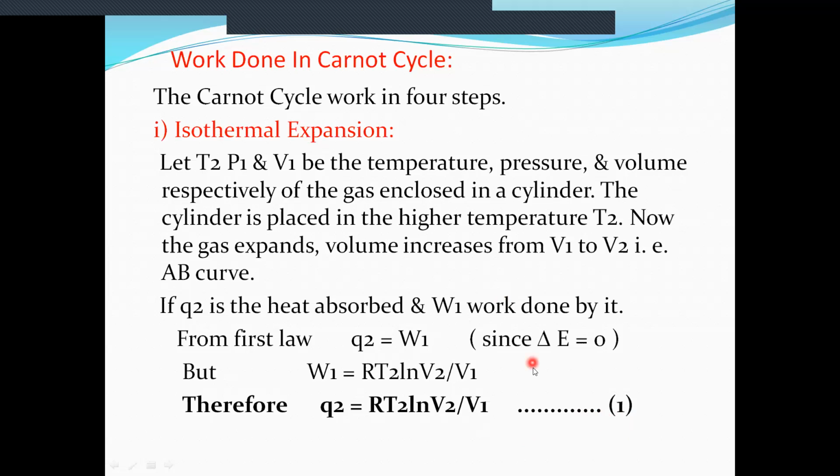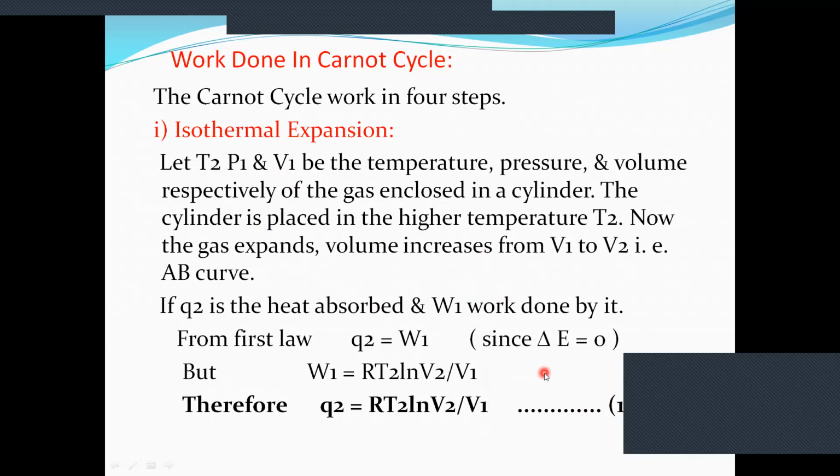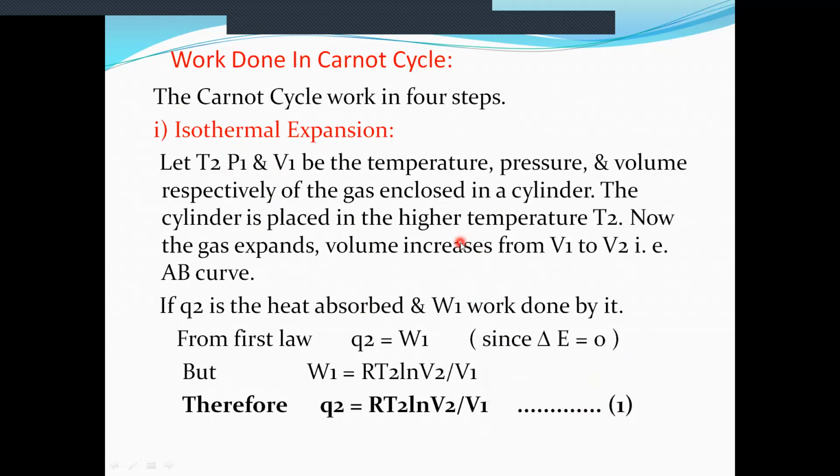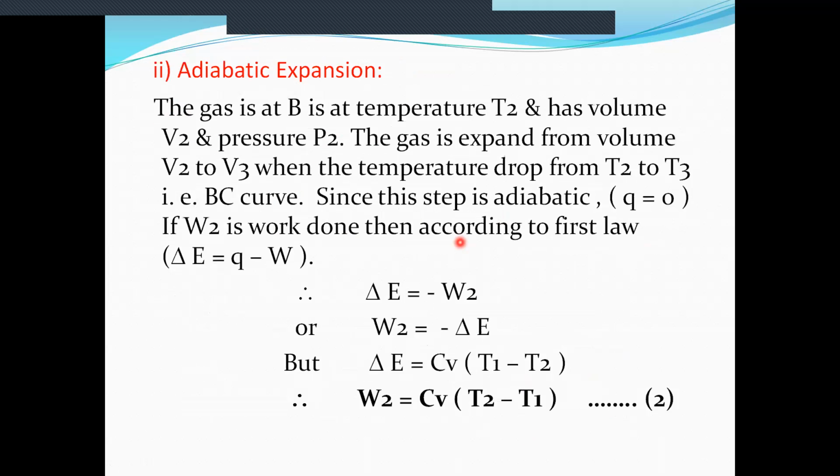Remember that equation, because we have to obtain work done in each of the four steps. So this is the work done in the first step, the isothermal expansion. We have obtained the work done in isothermal expansion. Now next, the second step: we have to obtain the work done in the adiabatic expansion. Now the second step, that is adiabatic expansion.